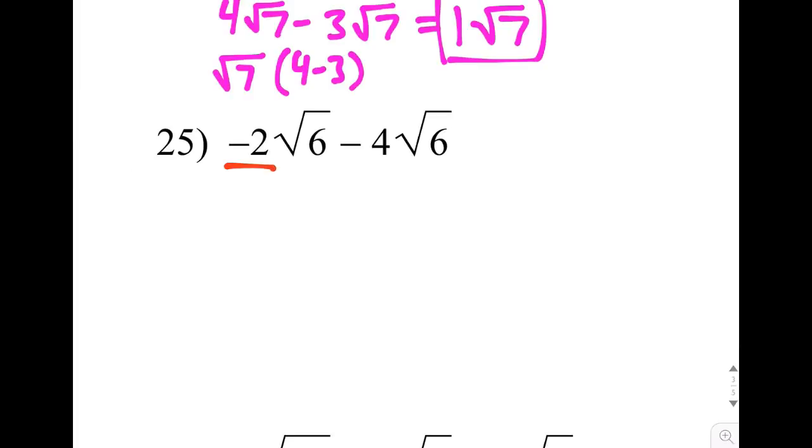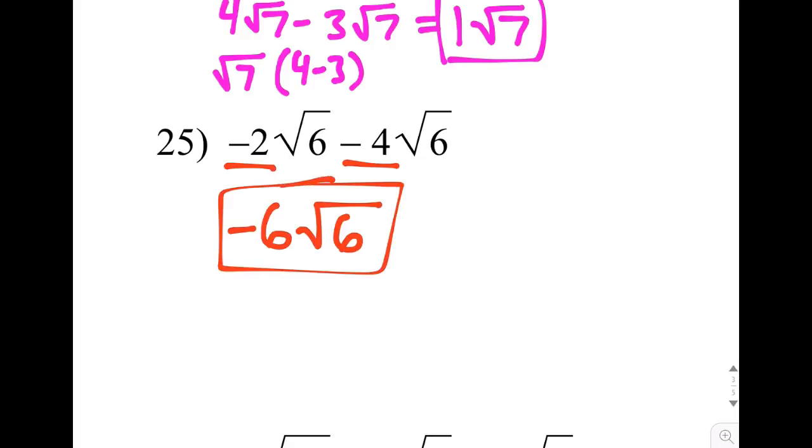We have a negative 2 and a negative 4. So we have both of them being negative. You have to be careful. Negative 2 plus a negative 4, or negative 2 minus 4, same thing. It's going to be negative 6. And then you still have your common root, square root of 6. You're not going to multiply these because we are not multiplying. We are adding and subtracting. So the way I like to think of it is everything is addition. You're just adding negative numbers, and I find that a lot clearer. So this one here, negative 6 root 6.